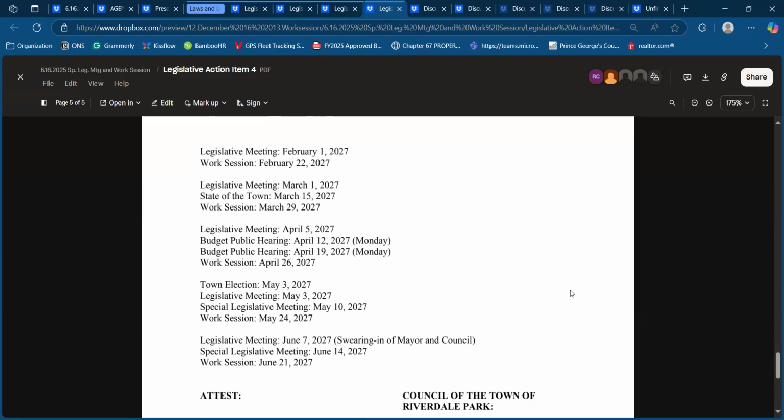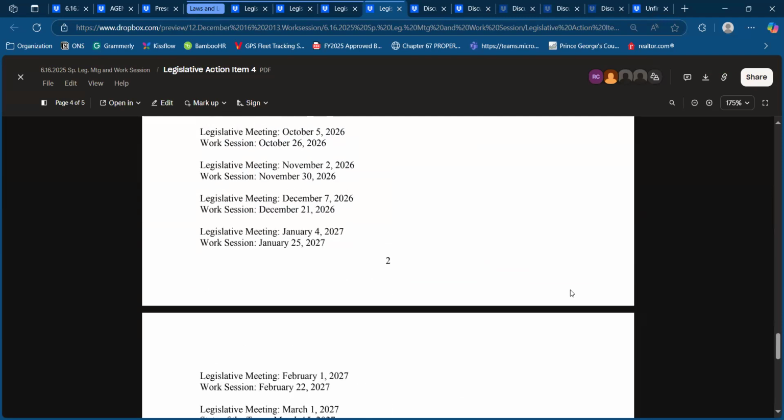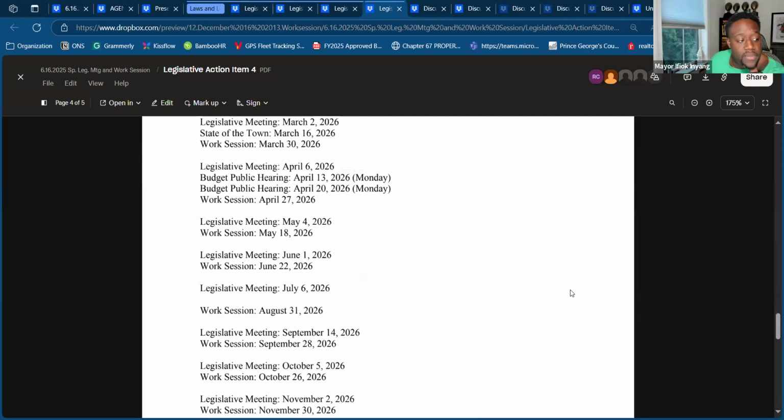Mr. Mayor, every meeting is 7 p.m. now? Yes, that is part of this motion, to move the meeting times from 7:30 up to 7 p.m. and then also the approval of every legislative and work session for every month for the next 2 years. Okay.